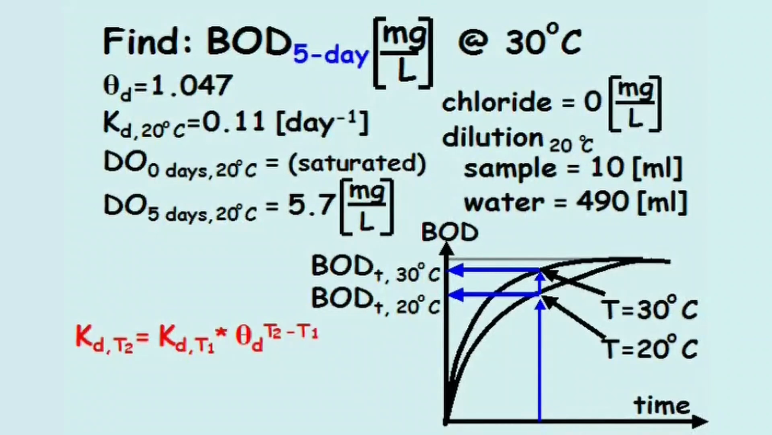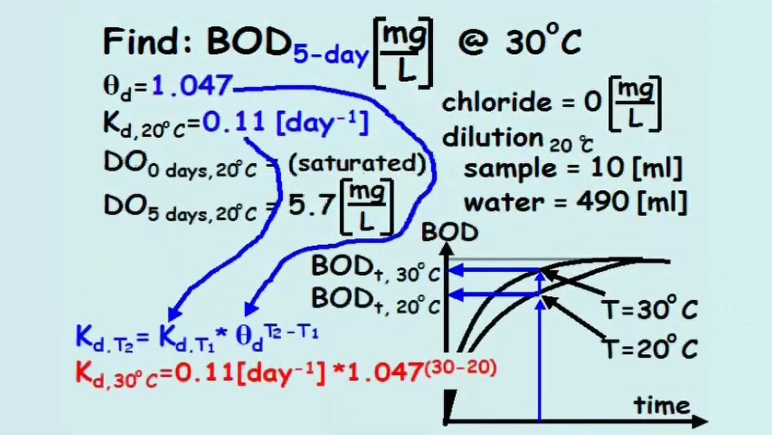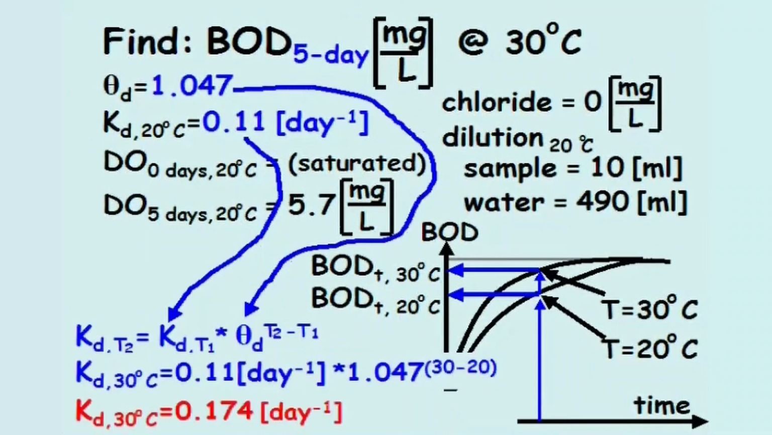The deoxygenation rate constant can be converted between two temperatures by knowing the deoxygenation rate constant at one temperature and the temperature variation constant, theta sub d. The deoxygenation rate at 30 degrees Celsius equals 0.174 day to the minus 1.